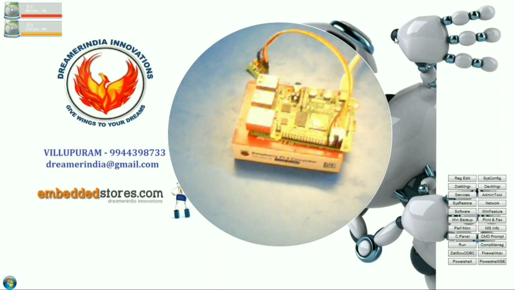Welcome to Embedded Projects. Today we are going to see an interesting project on how to create a pulse oximeter using Raspberry Pi. Pulse oximetry is a non-invasive method for monitoring a person's oxygen saturation. Along with the pulse oximetry, we are also going to measure the heart rate.